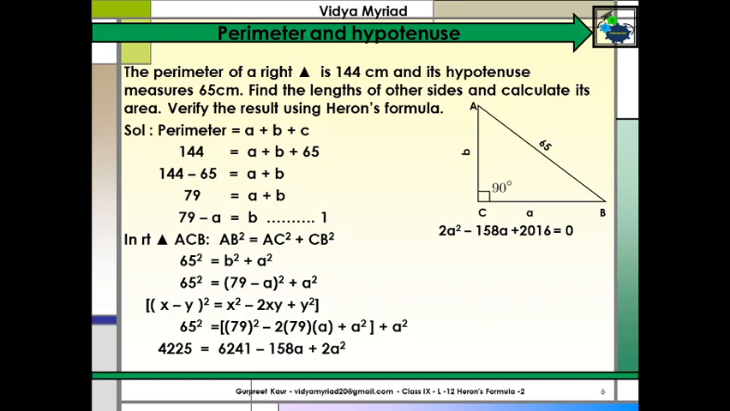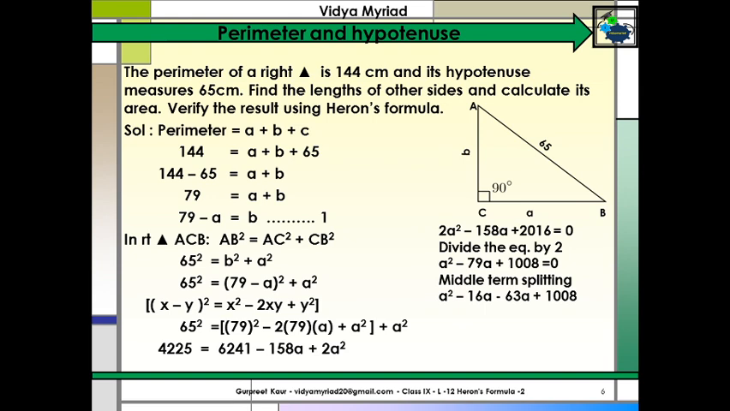Now, to solve this, I can simply divide it by 2, taking 2 common outside, so that my calculation becomes a little easier. So I will divide it by 2. It will become a square minus 79a plus 1008. Now how to solve this? If you remember, in one of my videos I have explained how to do middle term splitting or how to find out the factors. So with the help of that, I will do the middle term splitting and I found that minus 79a can be split into minus 16a and minus 63a.